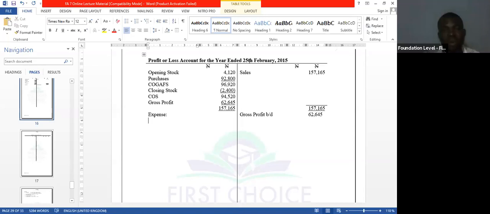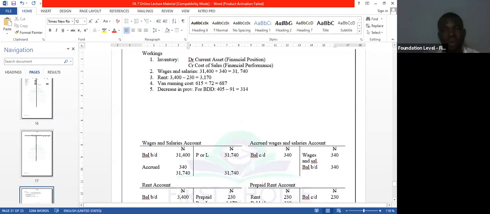Inventory. For this one, I've done it, so you just tick it, just a tick, because you have used that. So this one is your wages and salary. It means the total amount you're going to use is 31,470. I'll put a tick there. It means I've used it just once.